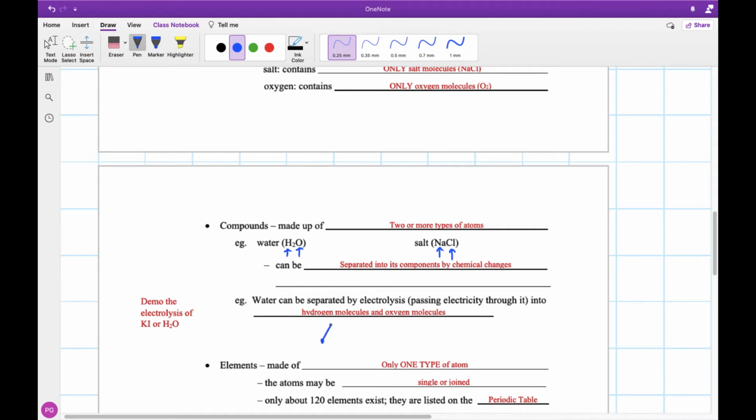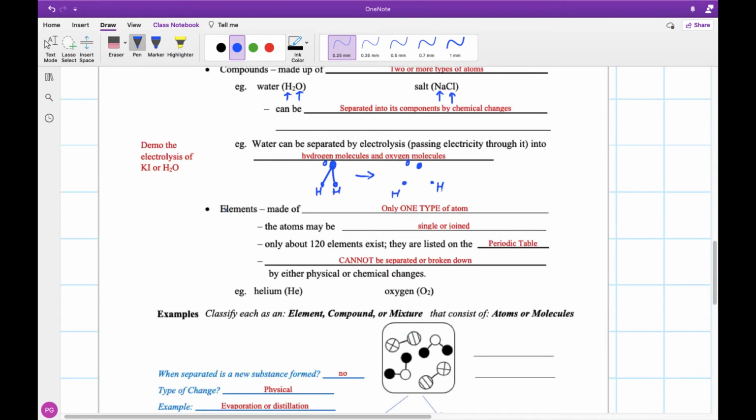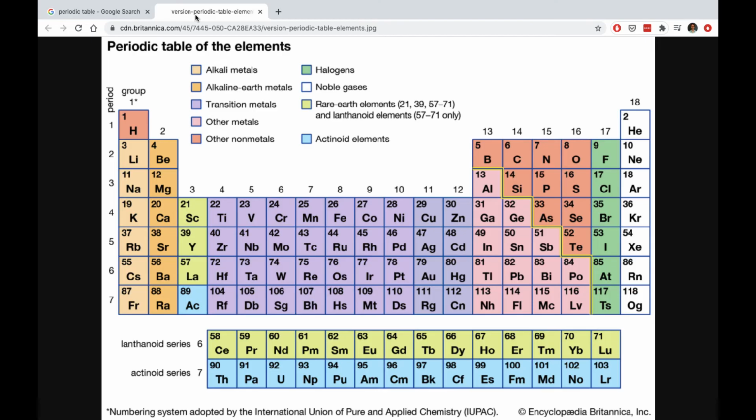So if you remember our picture beforehand, this is what our water molecule looked like, where these were our hydrogens and this was our oxygen. If we apply an electric current, pass some electricity through it, instead of being bonded together, they would be all separate now. Elements, that's the other type of pure substance. They're made up of only one type of atom, and they can be single or joined together. There are 120 elements, and they are listed on the periodic table.